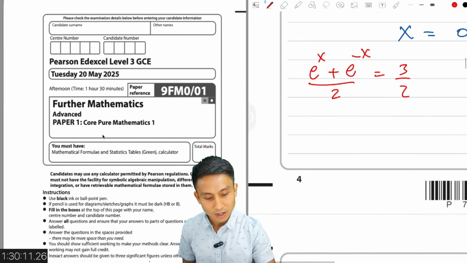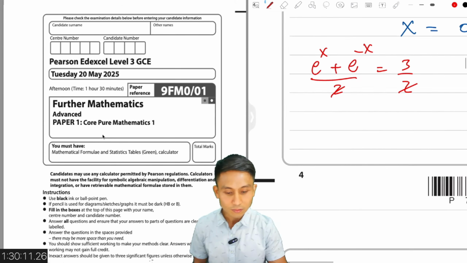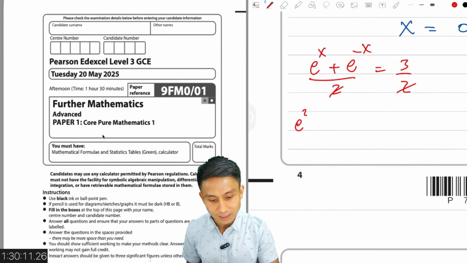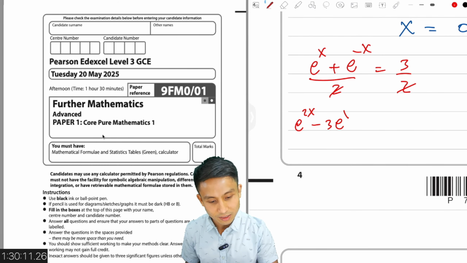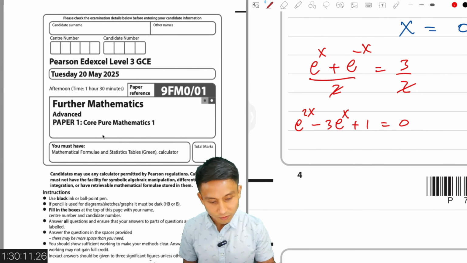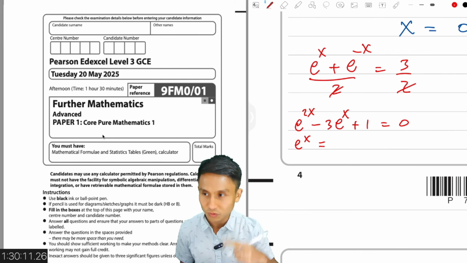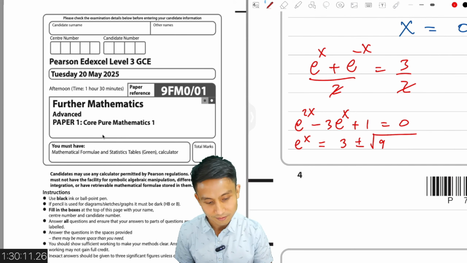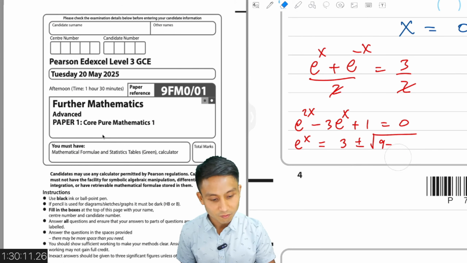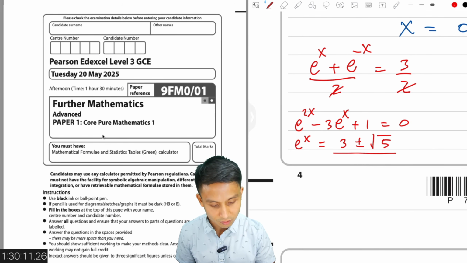And then if we solve this, 2 cancel here. And then if I multiply out by e to the x, I get e to the 2x here. I would get 3e to the x here. If I move to this side, I get 3e to the x, and this one times e to the x will be just 1, right? So if we solve the quadratic here, e to the x will be equal to, using the quadratic formula, minus b, which is 3, plus or minus square root b squared, which is 9, minus 4ac, which is 4. So that would be root 5, right? That would be root 5, and over 2a, which is 2.